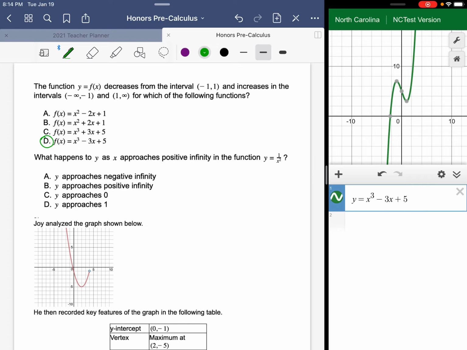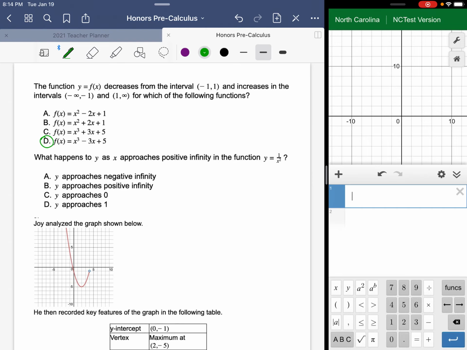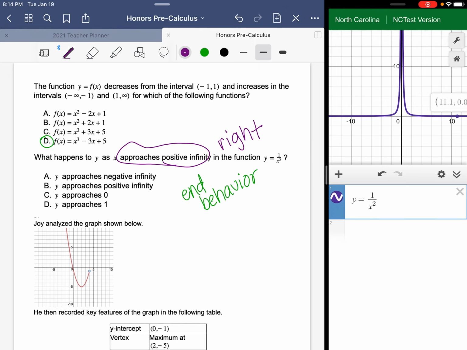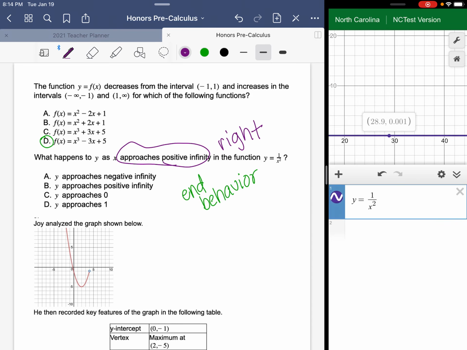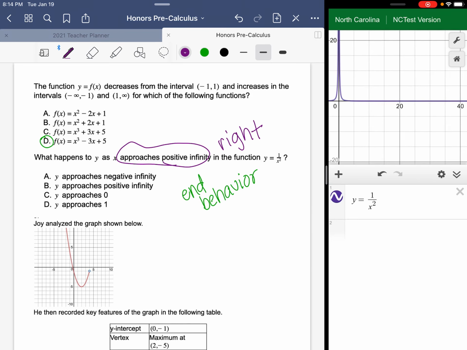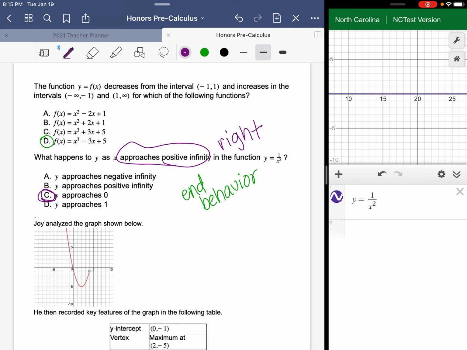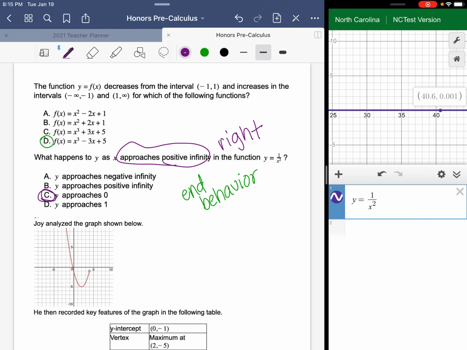All right, so then it says, what happens to y as x approaches positive infinity? So it's asking you for the end behavior here. That's what we are looking at. So if we're looking at the end behavior, obviously I'm going to want to graph this. I can see that it's asking me about x approaches positive infinity, so we're asking about the right side. Over here on this right side, it's going to level out and keep going, but it's approaching a horizontal asymptote this time. So it is approaching the value of 0. It's not going to keep going down to negative infinity because it's never going to cross over that x-axis.